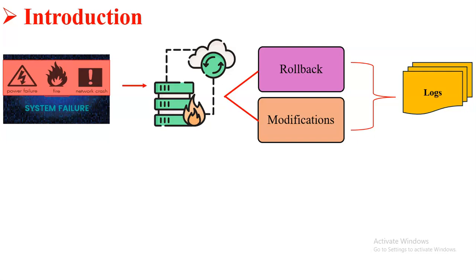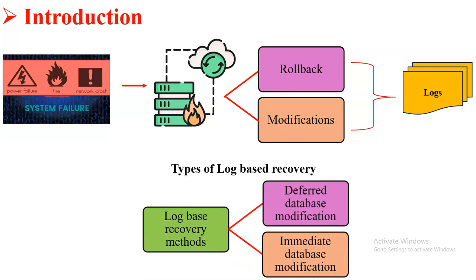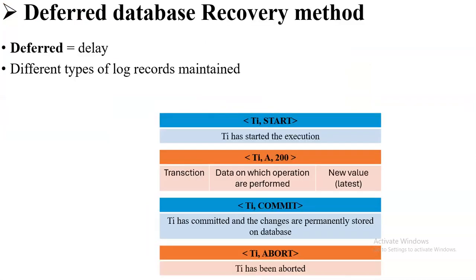By looking at the log file, there are two types of log-based recovery. One is the deferred database modification. The other one is immediate database modification. In this particular lecture, we will be focusing on deferred database modification. So what is deferred basically? The simple English meaning of deferred is delayed. Now, how are these different types of log records maintained? These are some examples, and then we will go to the execution.